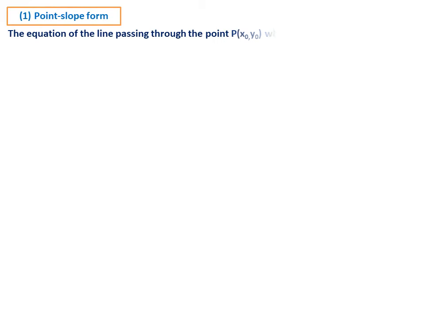First one, point slope form. You can take this as a theorem, and you should also know how to derive the equation. The equation of the line passing through the point P x naught y naught, whose slope is m, is y minus y naught equal to m into x minus x naught.